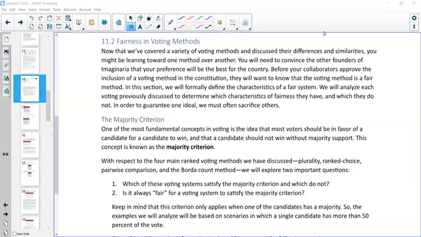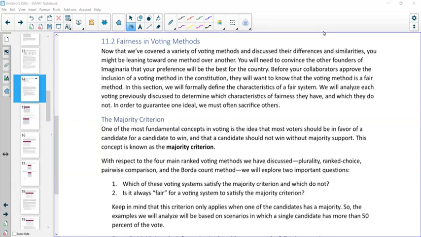Okay, today we're looking at section 11.2, fairness and voting methods. So now that we've covered a variety of voting methods and discussed the differences and similarities, you might be leaning towards one method or another. You'll need to convince the other founders of Imaginaria that your preference will be the best for the country. Before your collaborators approve the inclusion of a voting method in the Constitution, they will want to know that the voting method is a fair method.